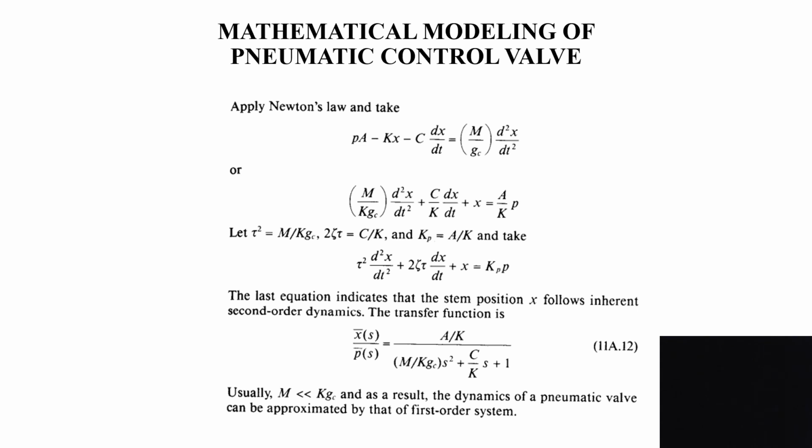Let us represent the same as a second order equation as tau square s square plus 2 zeta tau s plus 1 is equal to Kp into P. From this you can represent the transfer function for the second order equation. So this pneumatic control valve can be treated as a second order system.